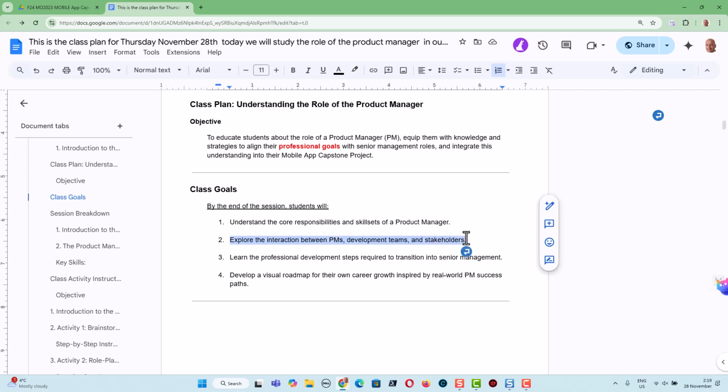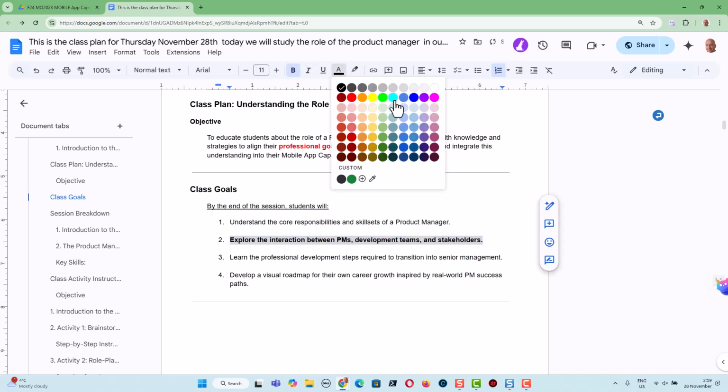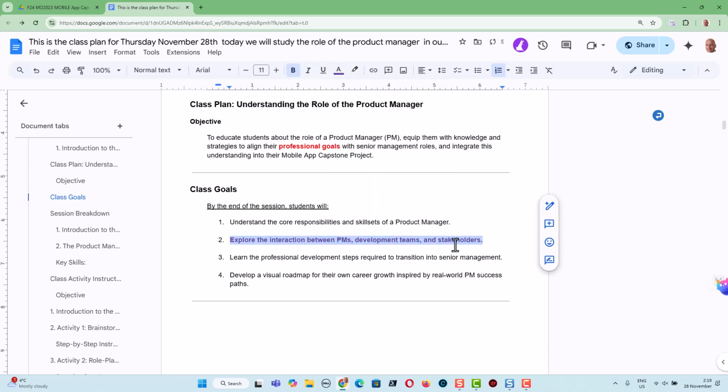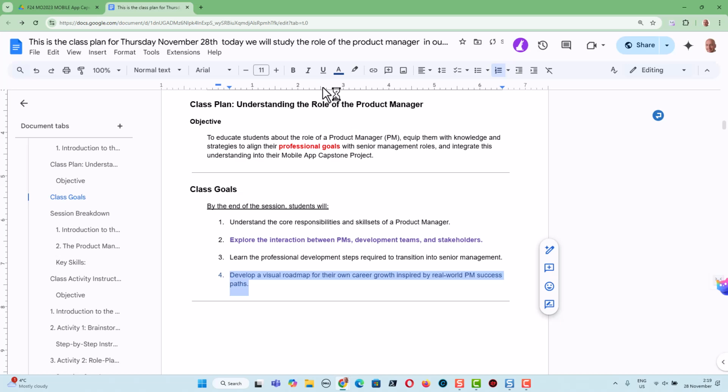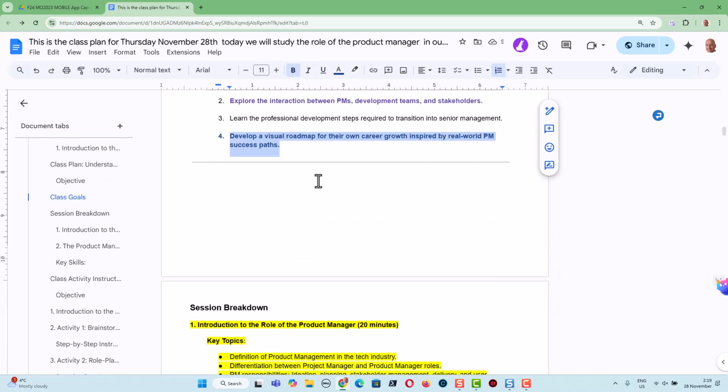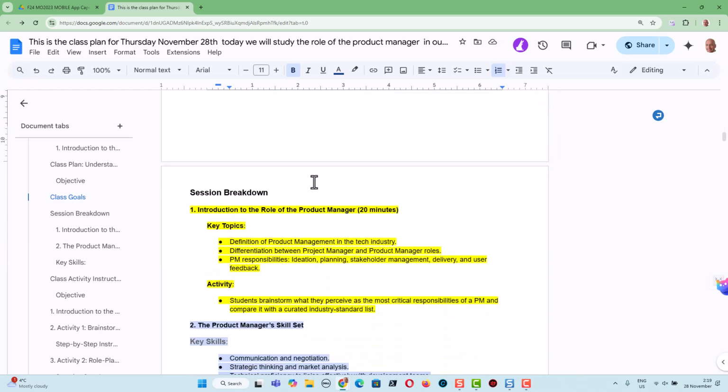You're going to explore more, because we've already been talking about it, but you're going to explore the interaction between the various team members, development teams, stakeholders, customers. You're going to learn the professional development steps required to transition into senior management. And this is not something you have to do for this course, but it's something you should do for your own self, which is to start to write down and think seriously about what your career pathing is going to be. So in today's session, we're going to introduce the role of the product manager.